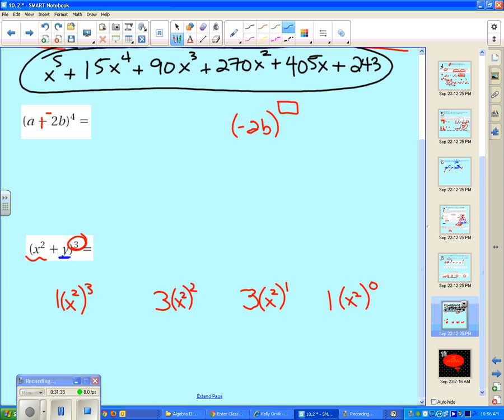Then I have the y, so let's put that in each of them. So what should the first one be? Y to the 0. And then it goes up. So y to the 0, y to the first. Put your plus signs in there.